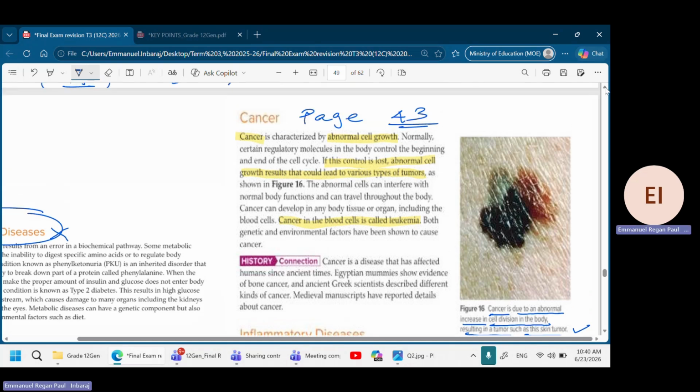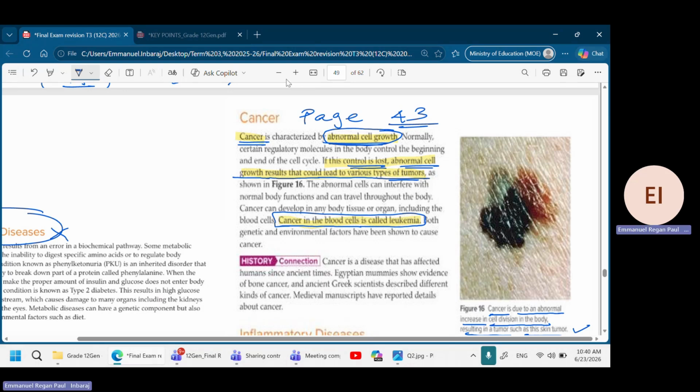Let's see now. So I said here, cancer. What are the key points here? Cancer is caused because of abnormal cell growth. If the control is lost, the abnormal cell growth can lead to various types of tumors. One of the examples they have given here: cancer in the blood cell is called leukemia. Study this. Cancer in the blood cell is called leukemia, and cancer is abnormal cell growth. Don't forget, these are the keywords for this.